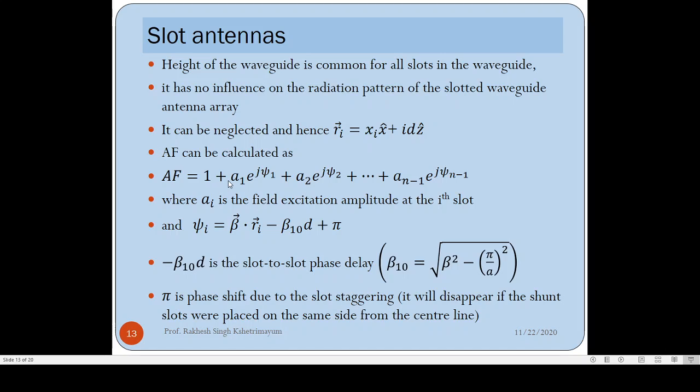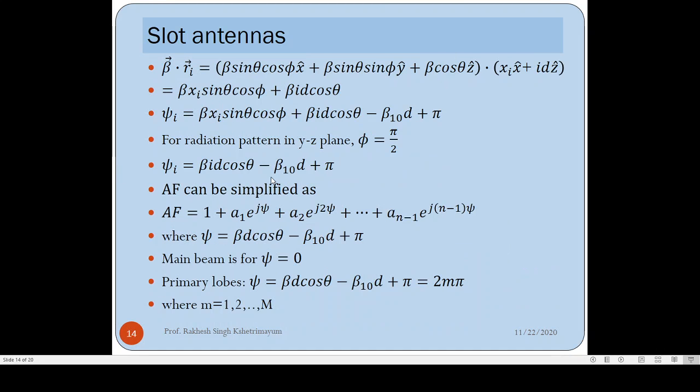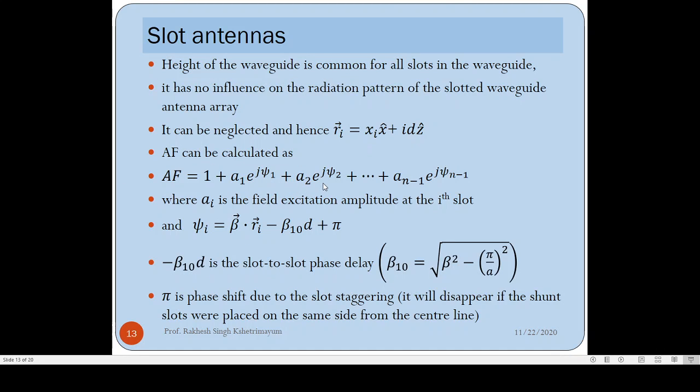Array factor is simply 1 plus A1, where A1 is the excitation for the first slot. Let's assume that the first one is excited with the amplitude of 1 and it doesn't have any phase delay. Second one is excited with amplitude A1 and there is a phase delay, which will be taken care of by exponential j psi 1, and A2 plus A2 exponential j psi 2 and so on. The nth slot will have an amplitude excitation of A n minus 1. Exponential j psi n minus 1 will give us the phase shift. So AIs are the field excitation amplitude at the ith slot.